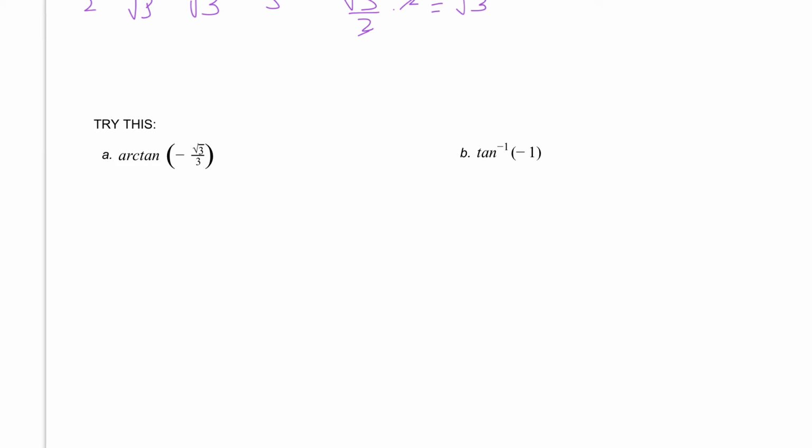So go ahead and try these out. Pause it now, unpause it when you're ready to check your answer. If you did letter A correctly, you'd get negative pi over 6. And if you did B correctly, you should get negative pi over 4. If you have questions, please let me know.